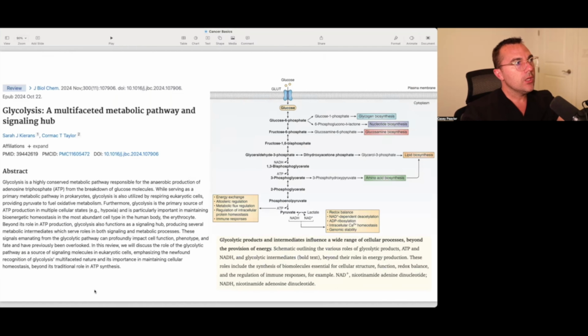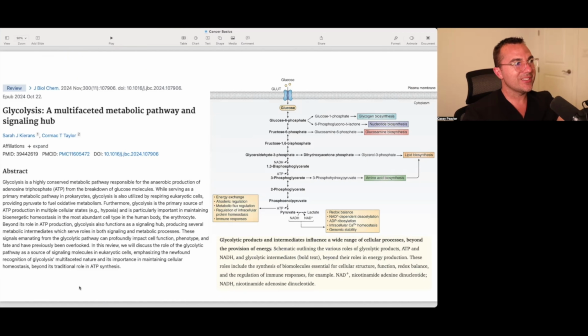And I'm going to next use this paper to help us understand even more deeply why this is important for overall health, but also for cancer specifically. So this paper was published in November 2024. It's titled Glycolysis, a multifaceted metabolic pathway and signaling hub.